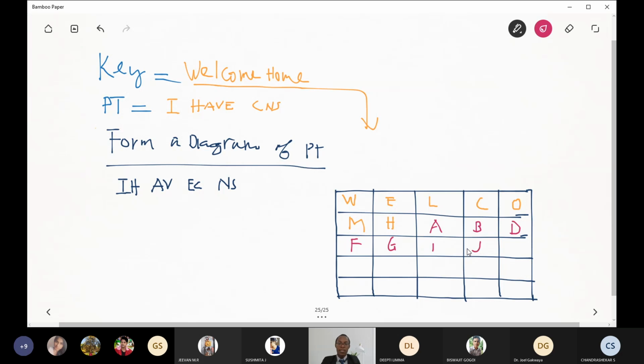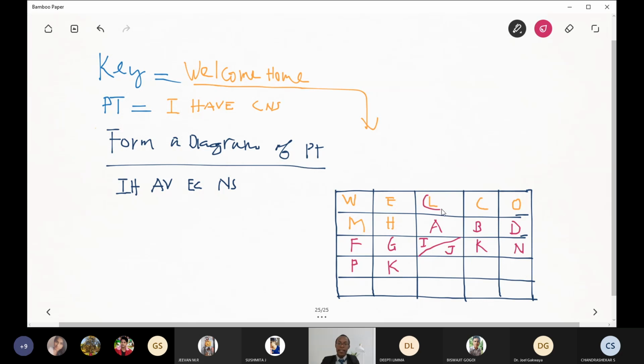I and J, they should occupy the same cell, right? Let me divide like this so to understand, I and J. K, L is there, no need to repeat. M is there. N is next because N is not there. O is there, no need to repeat. Then next is going to be P. Q is not there.